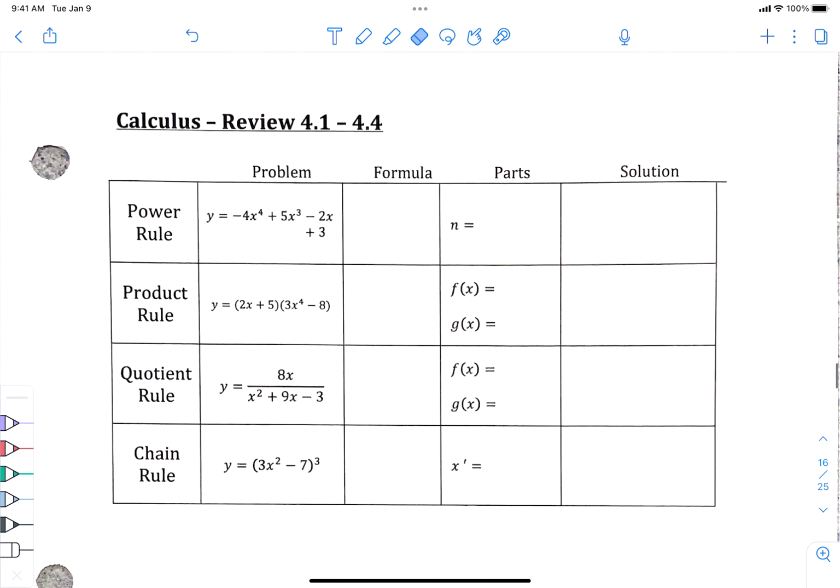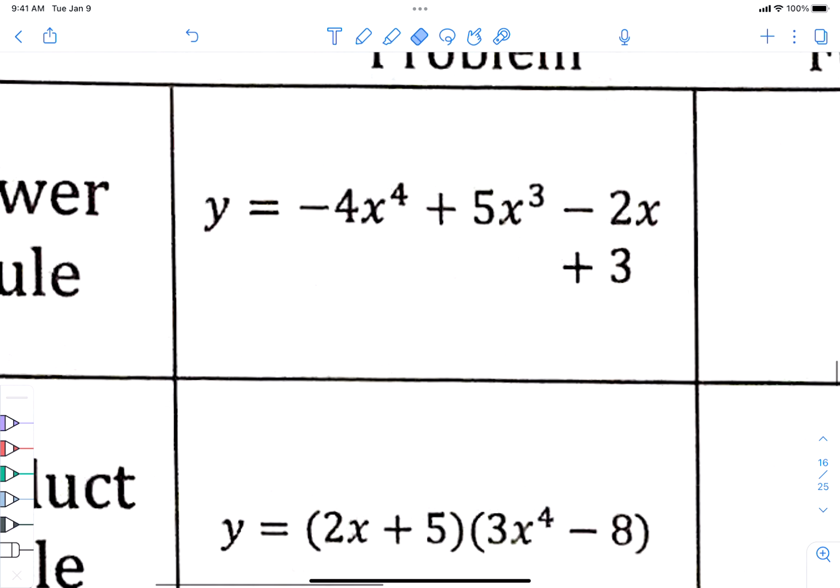So the power rule. Here's an example of the power rule. There should be a +3 on the end there, but it didn't all fit, so that's why that little +3 is there. Do we see what's happening? The power rule is when you just have a polynomial. So power rule, just polynomial.